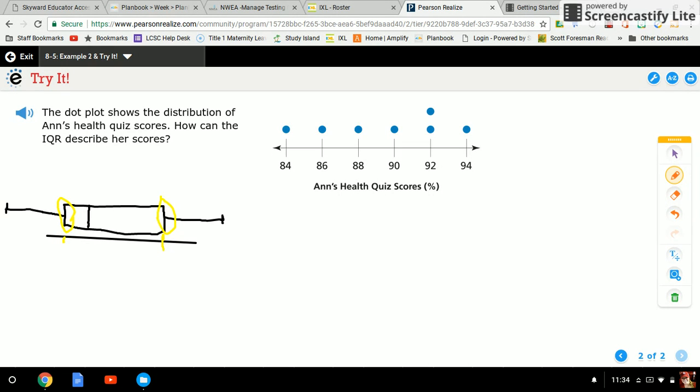Okay, don't worry about all the meanings. We'll just discuss that tomorrow. Okay, example 3. So here you're trying to find the IQR for the variability. How can the IQR describe her scores? The IQR means that all of her scores fall within 6 of the mean, or they all fall within 6 points. There's only a difference of 6 points.